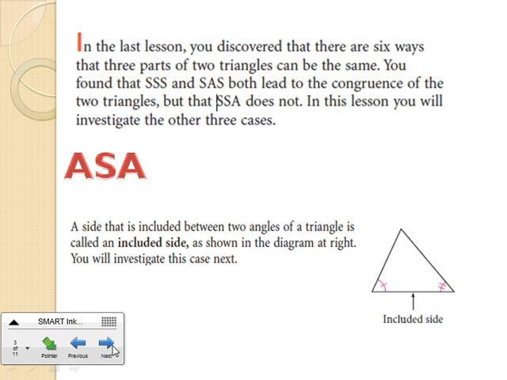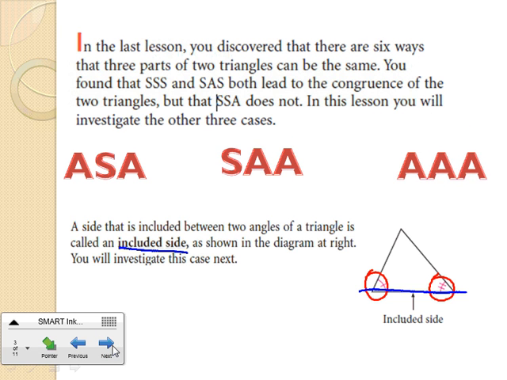And for this one, this is where our new vocabulary word comes in. It's called the included side. So an included side is when it is between 2 angles of a triangle. So in the diagram, we can see they've given us 2 angles, and then that included side is that side that's in between the 2 angles. That just makes it easier for us to talk about the side in the side, angle, side conjecture. We'll also look at side, angle, angle, and then lastly our angle, angle, angle.